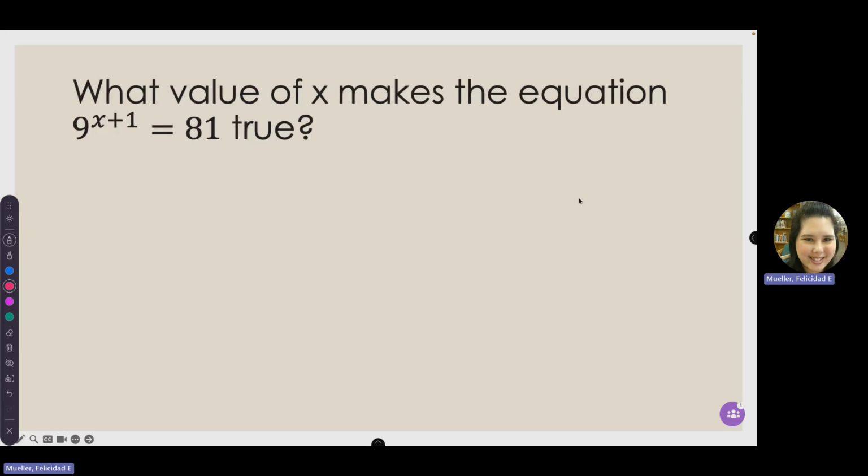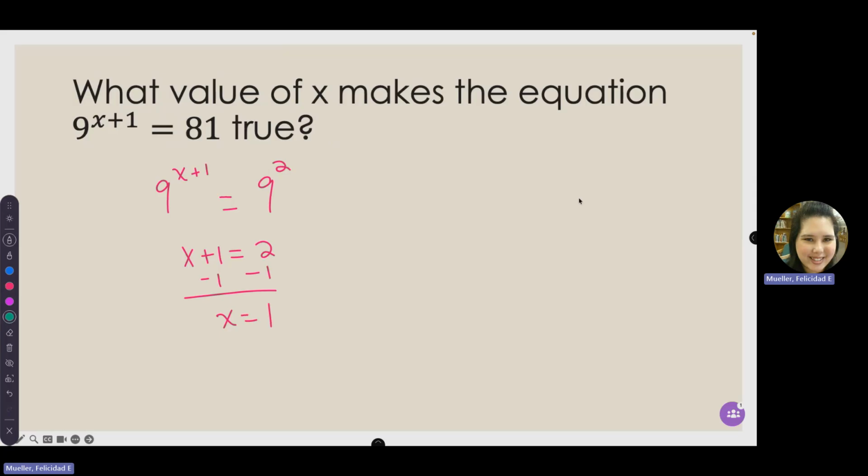Okay. Next we have: what value of x makes the equation 9 to the x plus 1 equals 81 true? Again, you have 2 choices. You can do bases or logs, and this one actually is okay to do both. Common bases to me is the easiest one. You should recognize that 81 is 9 squared. So x plus 1 equals 2. Subtract 1, subtract 1. X equals 1.